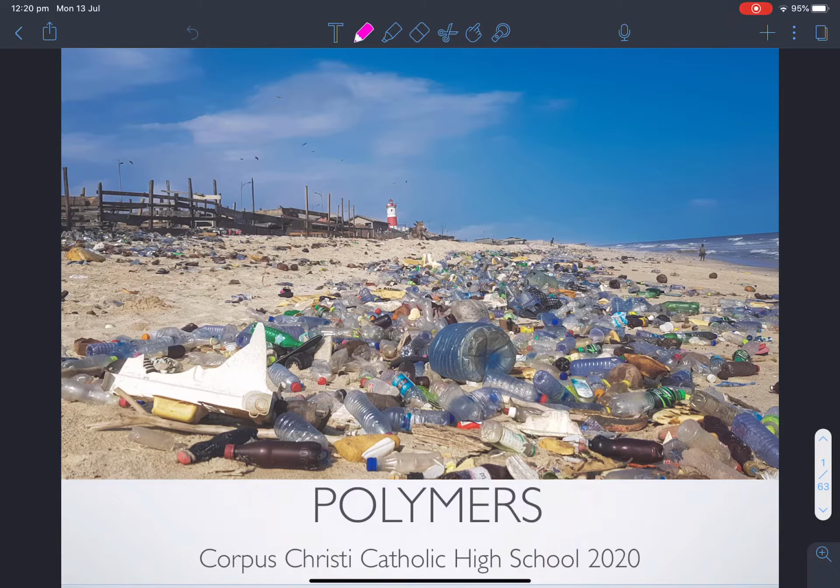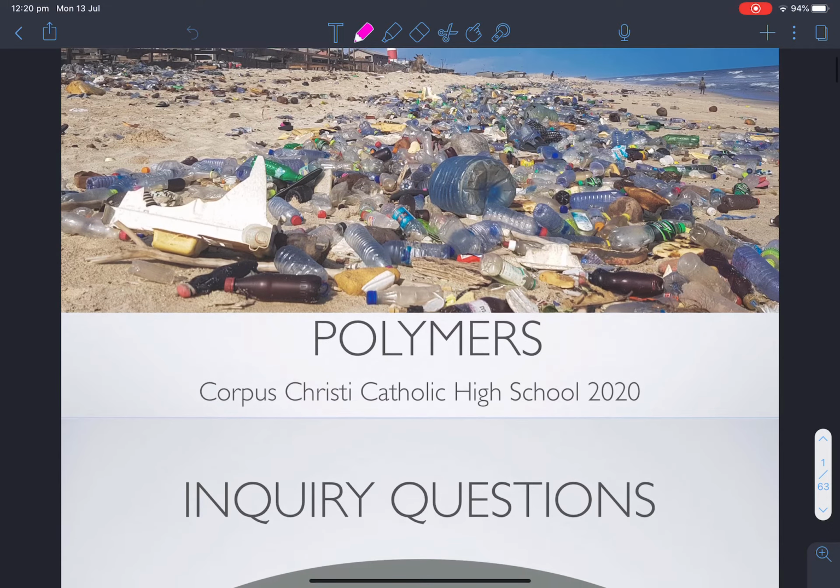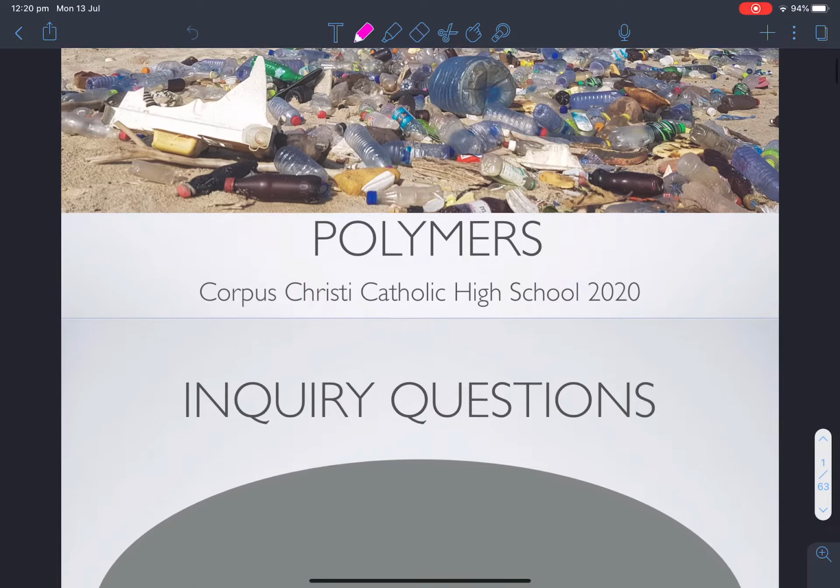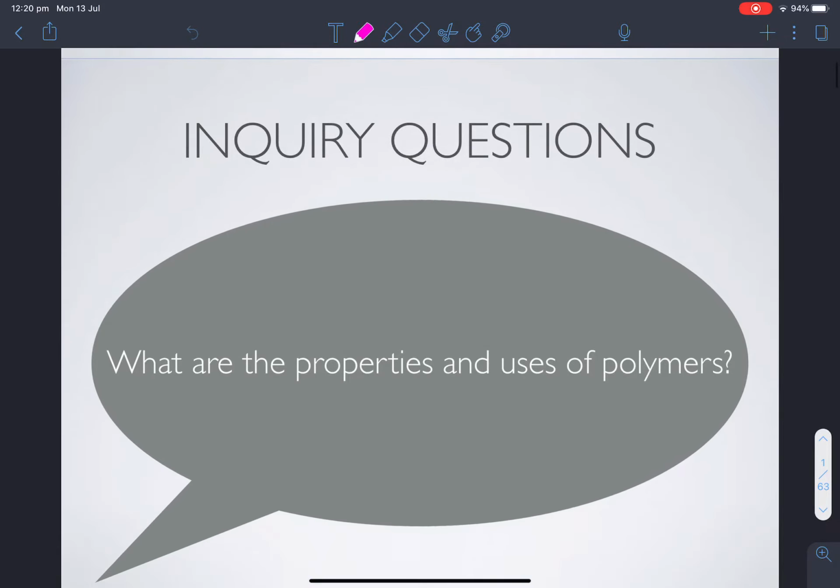Lovely image there of some polymers on a beach. So I don't think I need to talk too much about that, but I think we talked about it last one, about polymer waste.